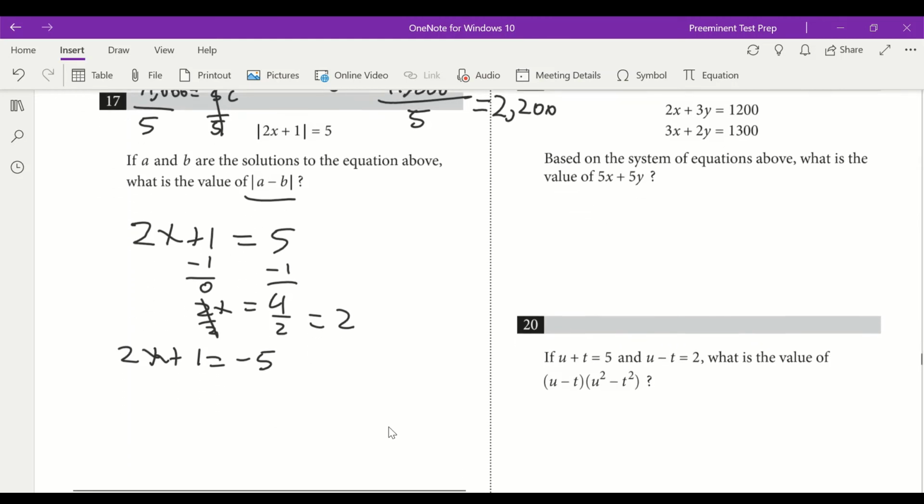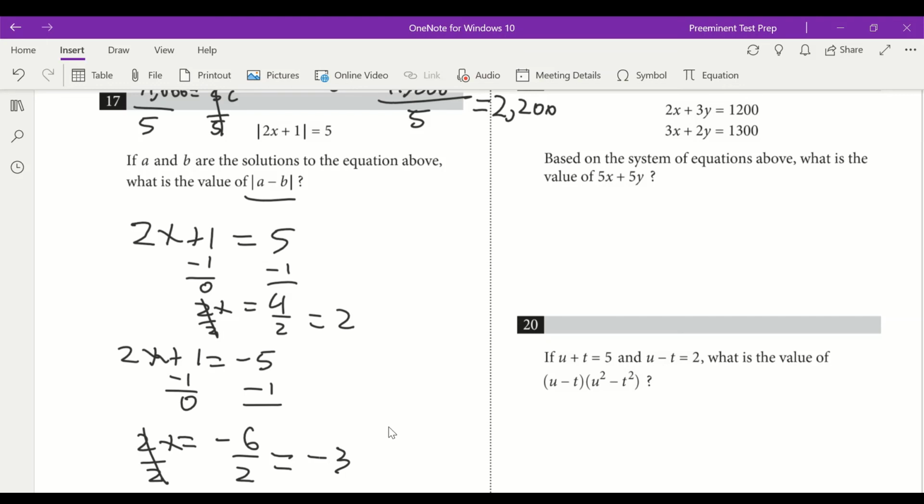And next, I have 2x plus 1. I'm going to go ahead and subtract 1 from both sides to isolate x. -5 minus 1 gets me -6. -6 equals 2x. I'm going to divide both sides by 2 to get x alone. -6 over 2 is equal to -3. Okay, so I have x equals -3 and x equals 2.